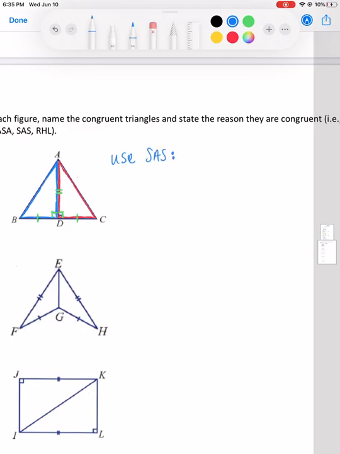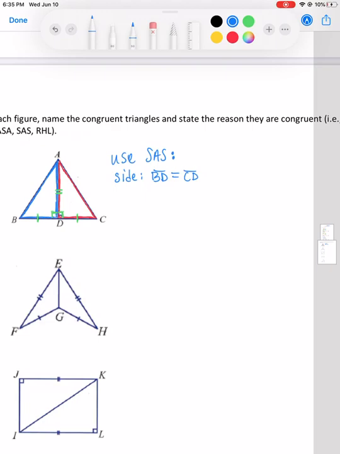You need to say what congruence test you're going to use, and then you're going to say which parts are congruent. I need first a side correspondence. Which two sides are the same? Well, we can go with the ones that we marked first on the bottom. So we can say that BD is equal to CD. You can name those segments in any order.